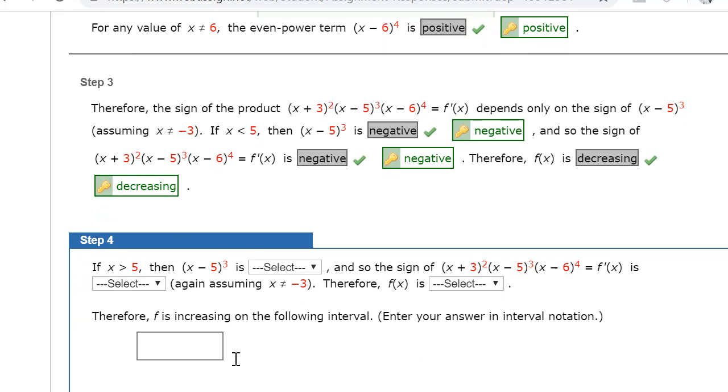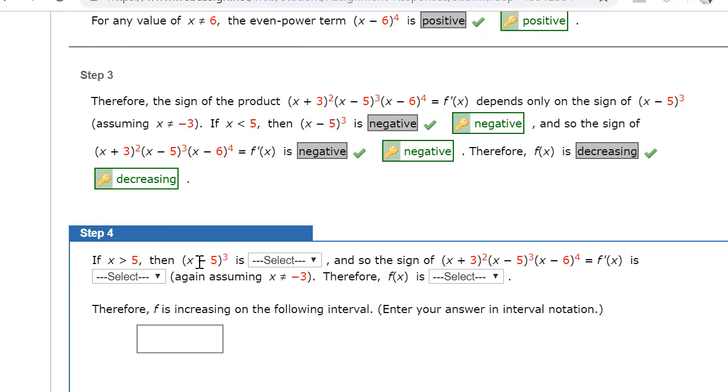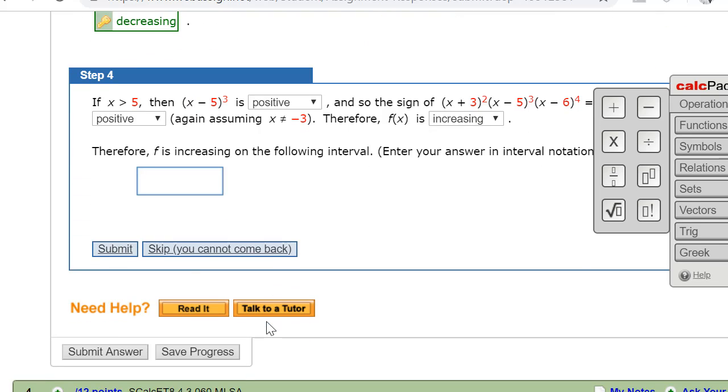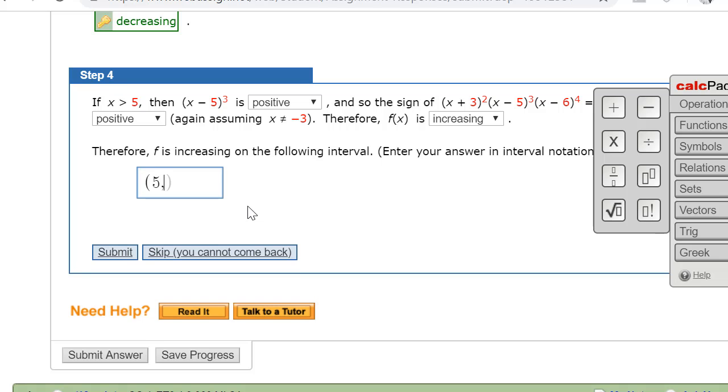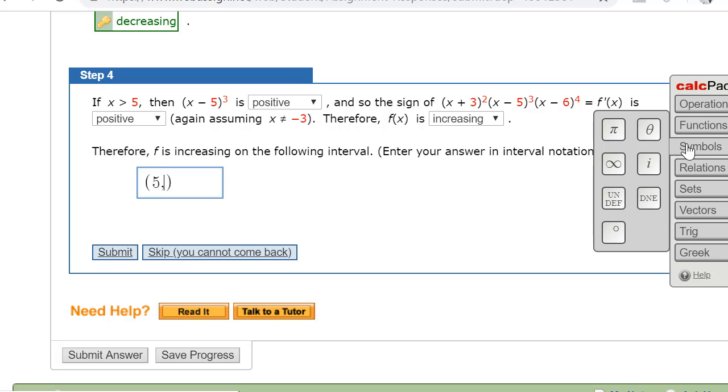And when x is bigger than 5, then this factor, a number bigger than 5 minus 5, is going to be positive, and to the third power is going to be positive. Therefore, the whole thing is positive, and it's going to be increasing. So f is going to be increasing on the interval from 5 all the way up to infinity.